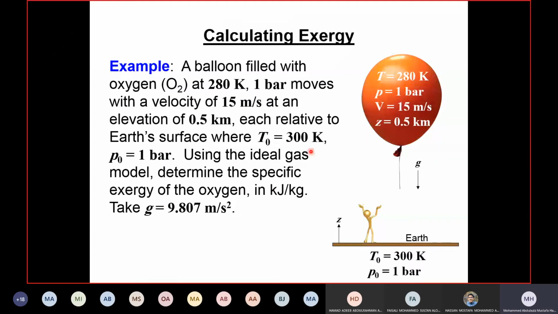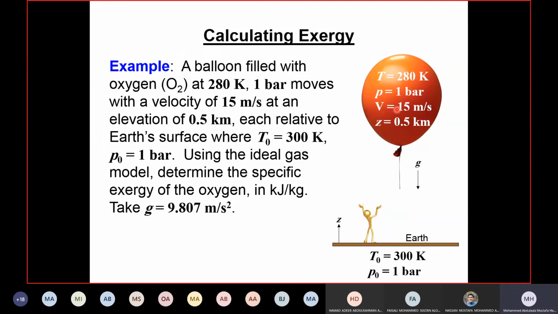Let us read the example carefully. So let us understand the question. A balloon, this is the balloon here, filled with oxygen. So we have oxygen here, and it's giving us 280 Kelvin and 1 bar. So we're given P and T. Then it moves with a velocity of 15 meters.